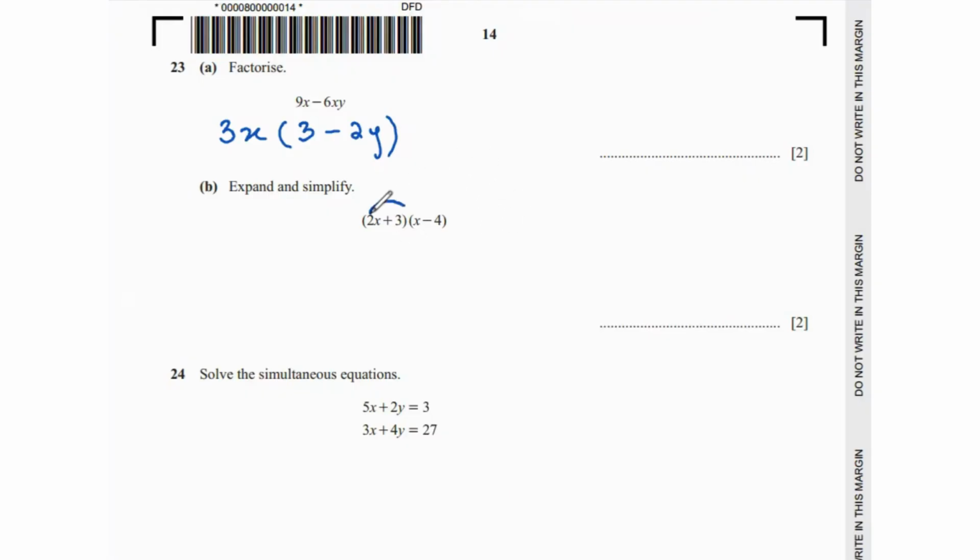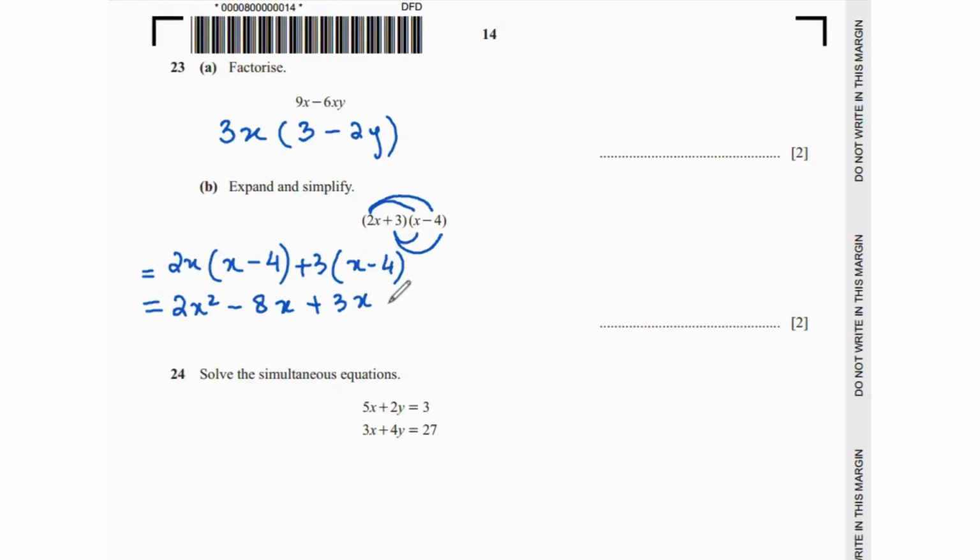So we're going to multiply 2x with x and negative 4, and then 3 with x and negative 4. So 2x bracket x minus 4 plus 3 bracket x minus 4. So 2x times x is 2x squared. 2x times negative 4 is negative 8. 3 times x is 3x, and 3 times negative 4 is negative 12.